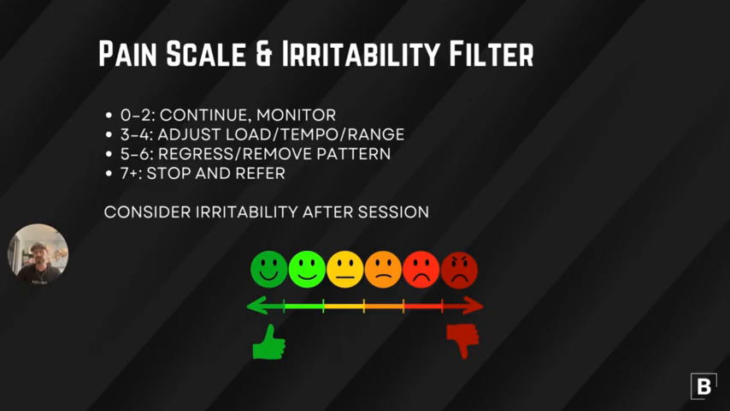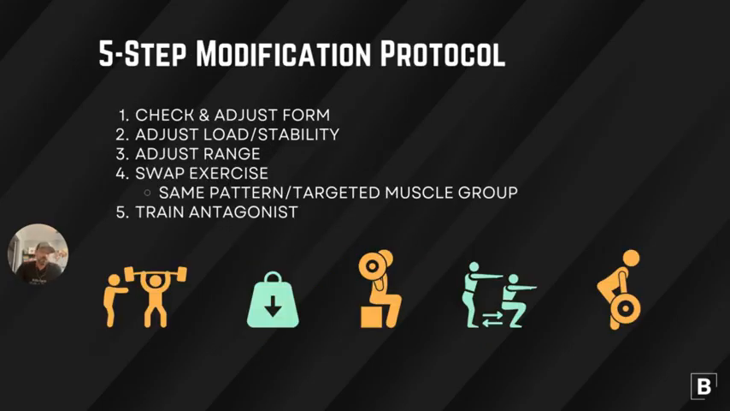We did too much. We did too long, whatever the case may be. And so those are kind of your guiding principles to look out for and be aware of. So what do we do when it is in that 3 to 4 or slightly above? Well, the first thing we do is you just check and adjust form.